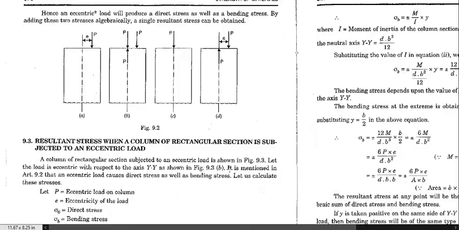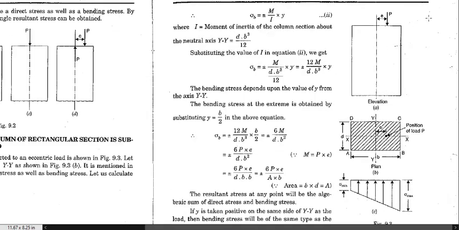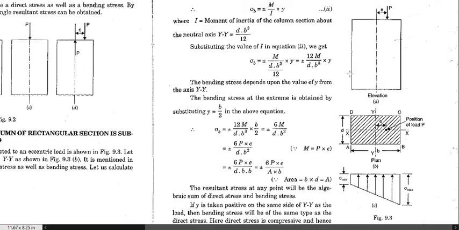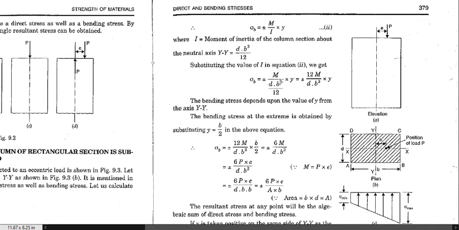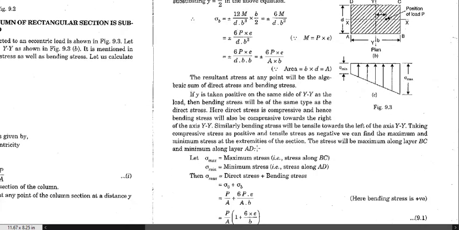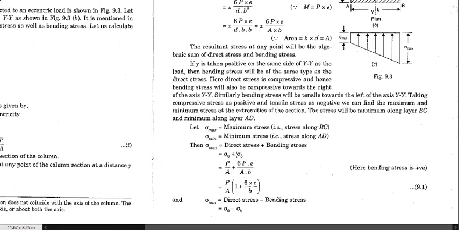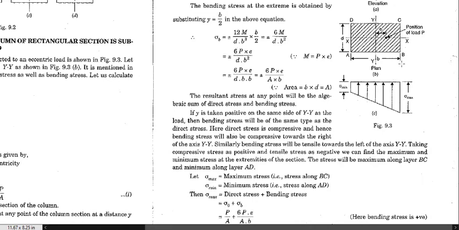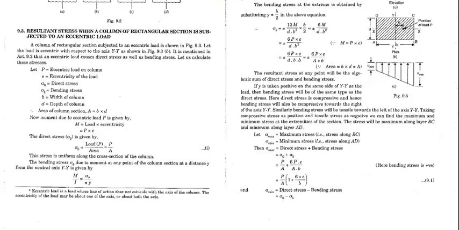Let us consider a case where the column is subjected to an eccentric load P, and due to this eccentric load P, direct and bending stresses get induced in it. The direct stress is P over A, and the bending stress is given by this equation, 6Pe over bd squared. If we calculate the resultant, we get this equation for the direct stresses, maximum and minimum, at the extreme fibers CB and DA.